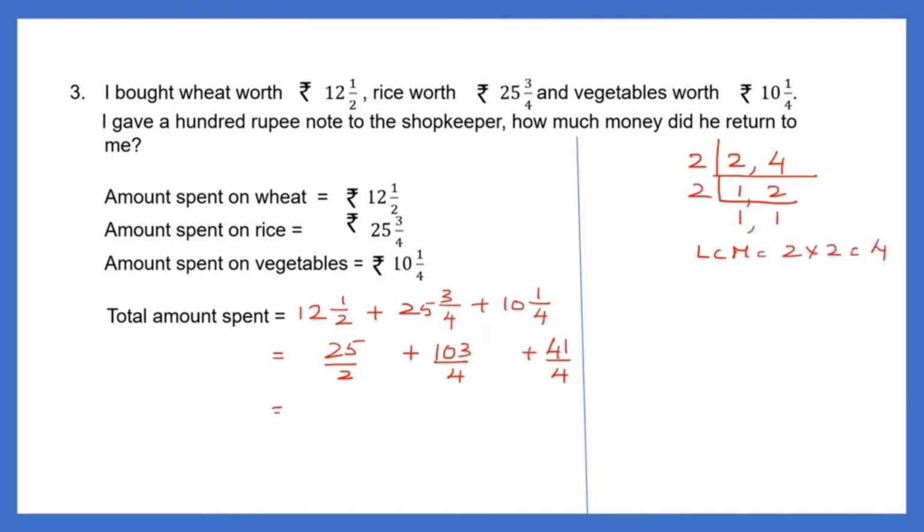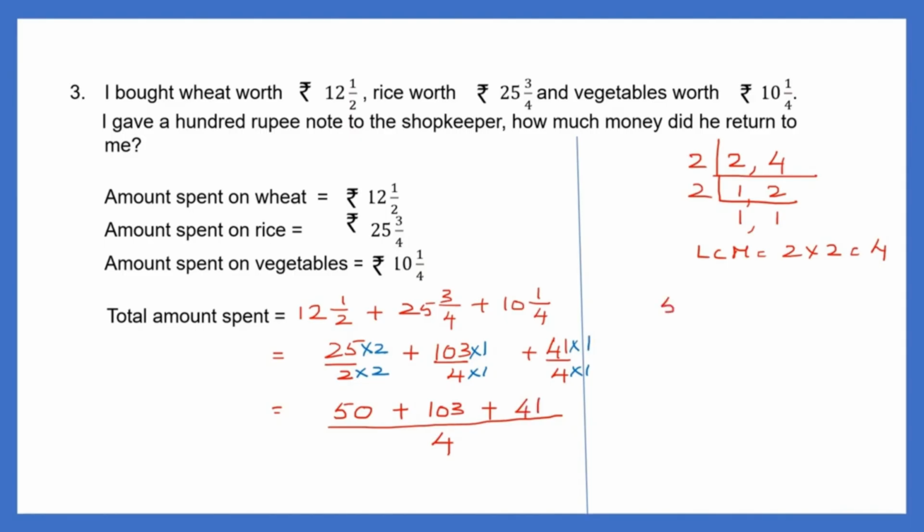I'm going to use that here and get my new numerators. 4. Now 2 into 2 is 4. So 25 into 2 is 50. Plus 4 ones are 4. So 103 ones are 103. Plus, again I have 4. 4 ones are 4. 41 into 1. So I get 41.